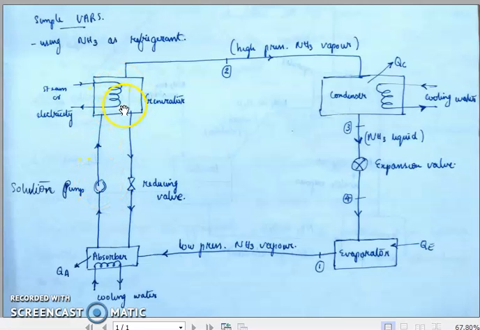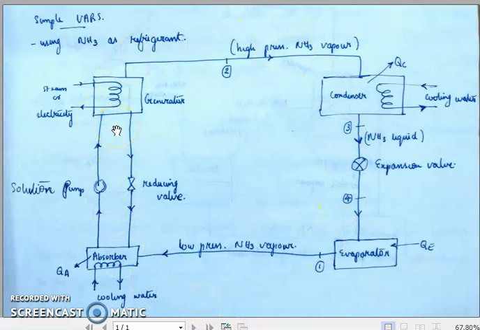At this generator, what is happening? External heat energy is supplied by means of steam or an electrical power supply, and due to this high heat energy, water will be getting separated from ammonia. This ammonia vapor getting formed will be admitted to the condenser and expansion valve like that, and whatever water is remaining inside this generator will be admitted back to the absorber.